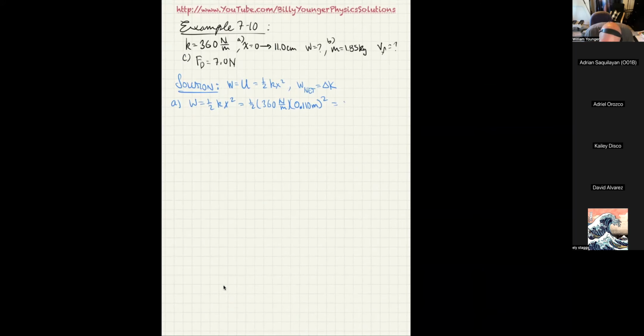So I'm going to say this is 2.178 joules is the net work done, and I have to underscore the 8 because that's not a sig fig. So there's our part A. Anybody have any questions about that?